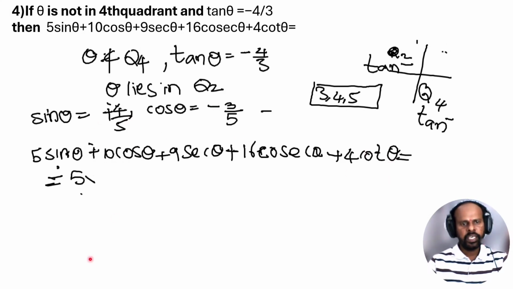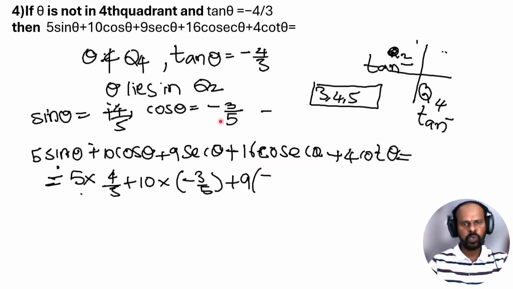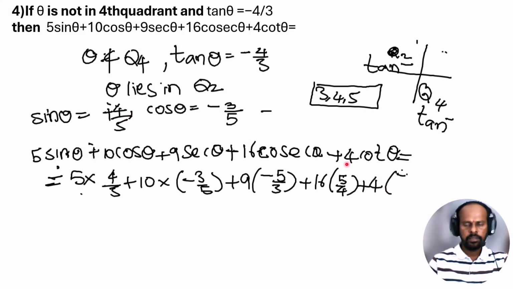So 5 as it is, sin theta value you got here 4 by 5, writing as it is, plus cos theta value we got minus 3 by 5, right here, plus 9 into sec, which is the reciprocal of cos, so the value becomes minus 5 by 3, plus 16 cosec theta, cosec is the reciprocal of sin, becomes 5 by 4, plus 4 cot theta, which is the reciprocal of tan, already given in the question, so 3 by 4.